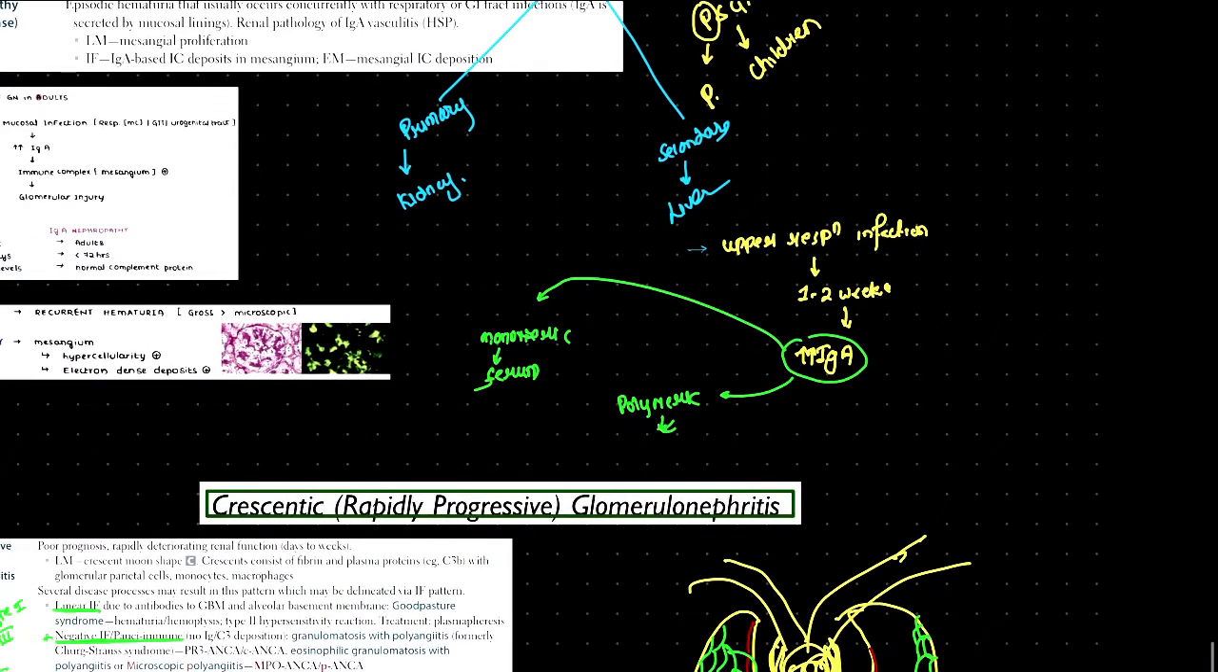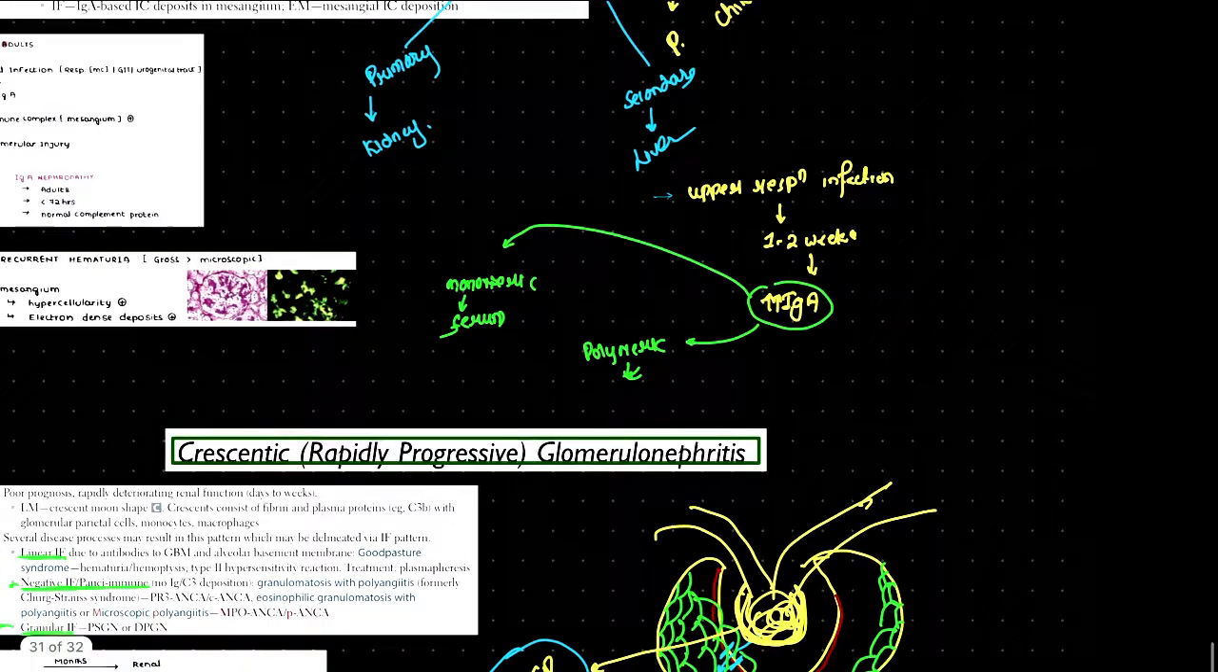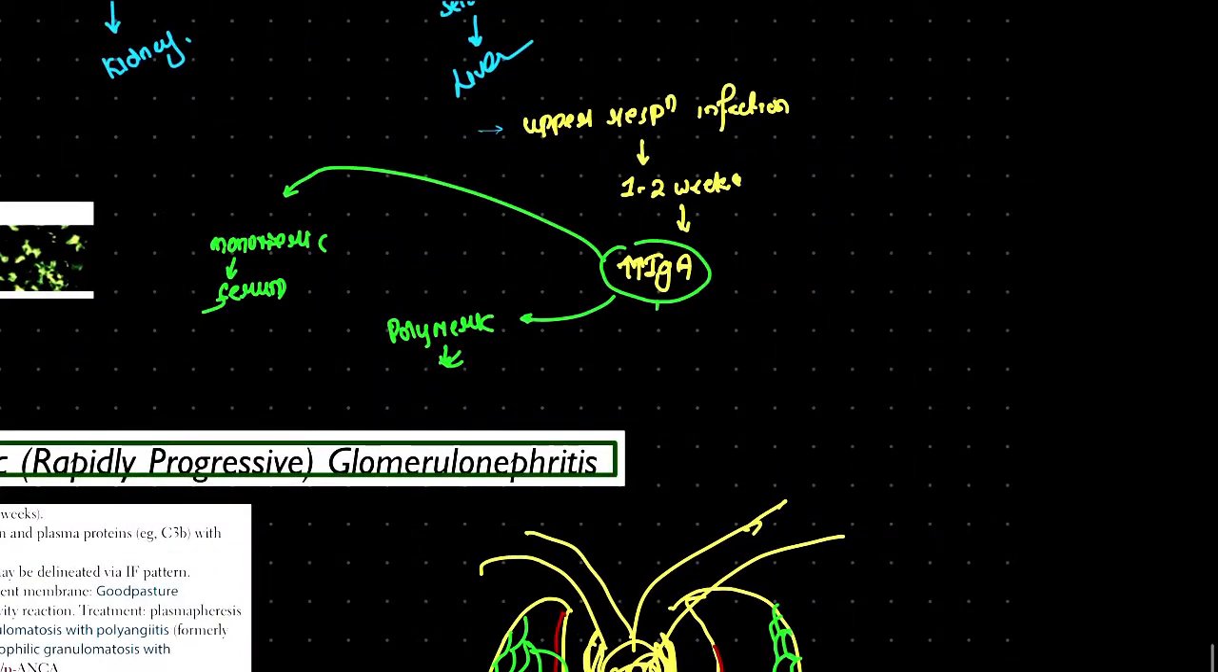Now, what will happen is that this increase in IgA level in serum means this immunoglobulin A will be deposited in the mesangium of our kidney.